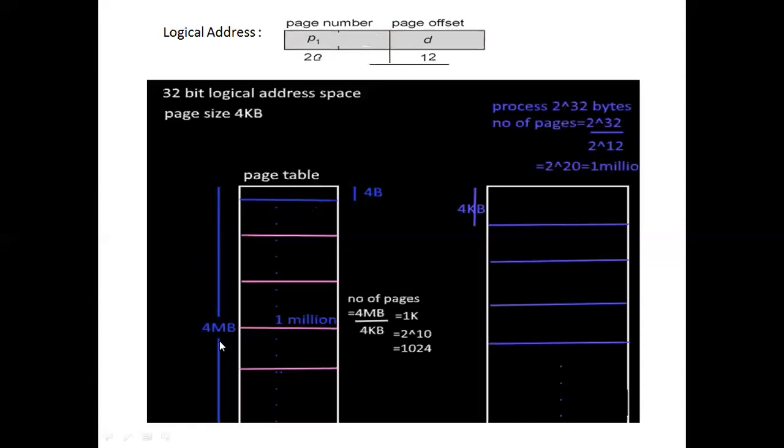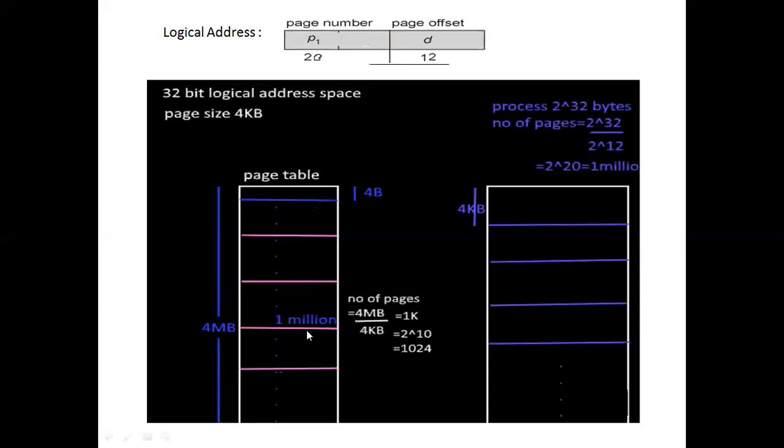So this 1 million entries in the page table, each of size 4 bytes, will require 4 megabytes. So the page table itself is 4 megabytes. There's no useful instruction in it. It is just the mapping between page number and the frame number, where the size is very, very huge, right?